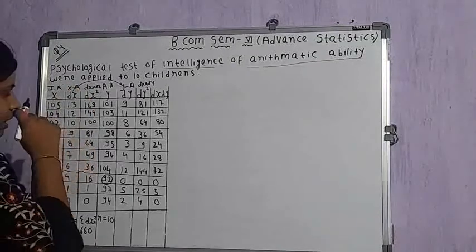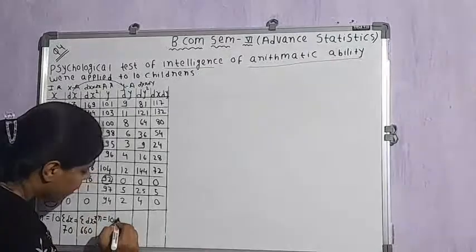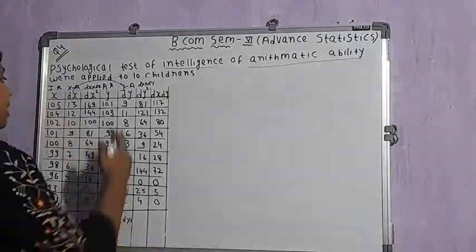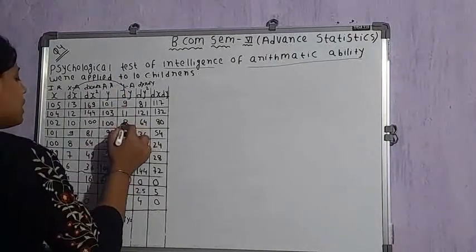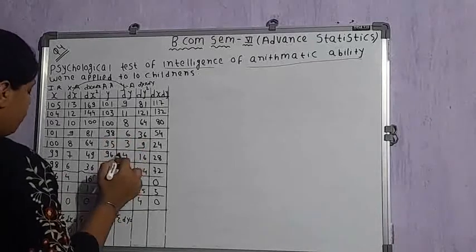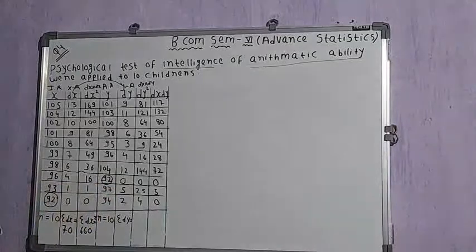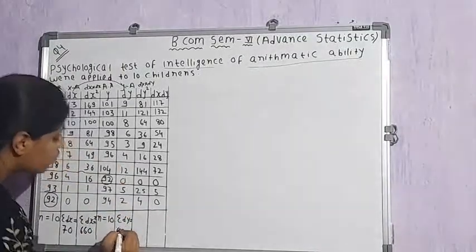Then we have counted the number of items under the y series. Now what do we have to calculate? We have to calculate summation dy. How will we calculate summation dy? We will just make the total of all these numbers: 9 plus 11 plus 8 plus 6 plus 3 plus 4 plus 12 plus 5 plus 2. So we will get how much? We will get 60. So we will say summation dy is equal to 60.